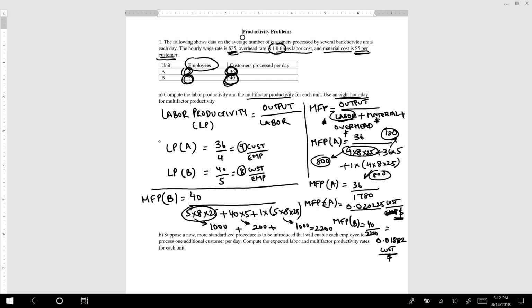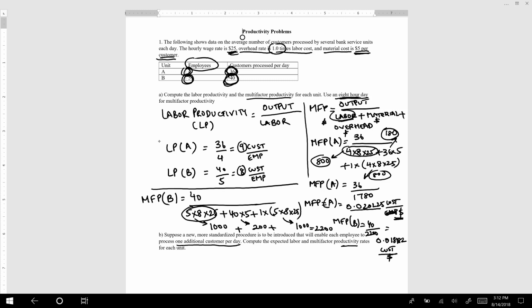So the next question is, suppose a new more standard policy is to be introduced that will enable each employee to process 1 additional customer per day. So they are processing 1 additional customer per day. What is the expected labor and multi-factor productivity rates for each unit?